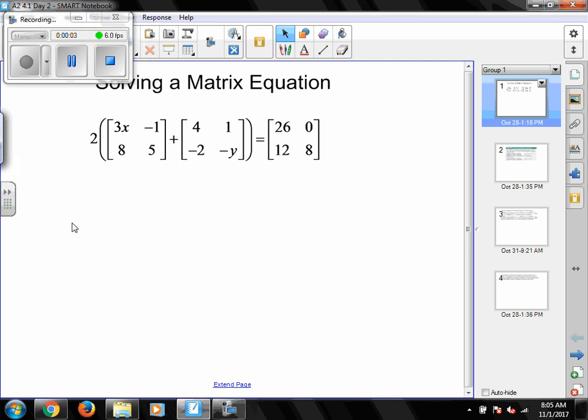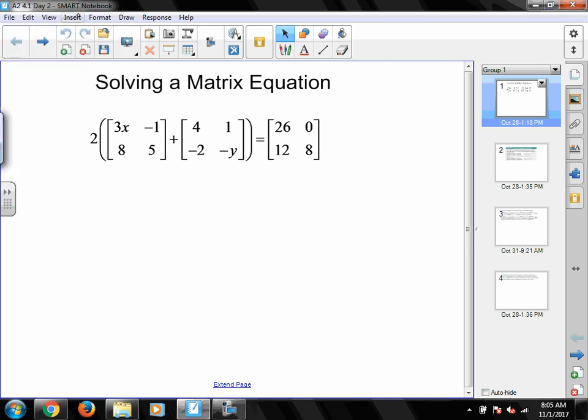All right, welcome back to Chapter 4. We're going to stay in Section 1 today. So this will be 4.1, Day 2 in your notes. You can see that at the top right corner, or top left corner.